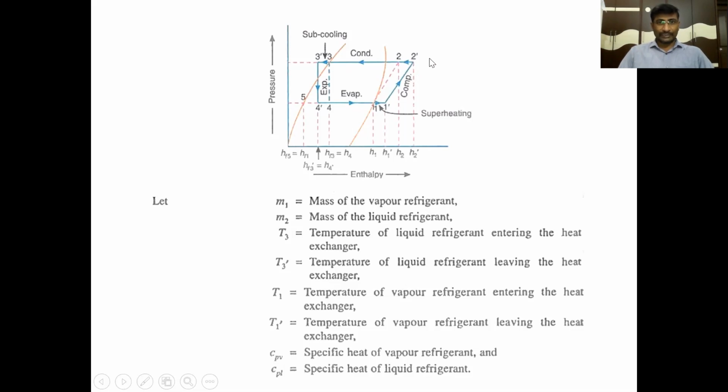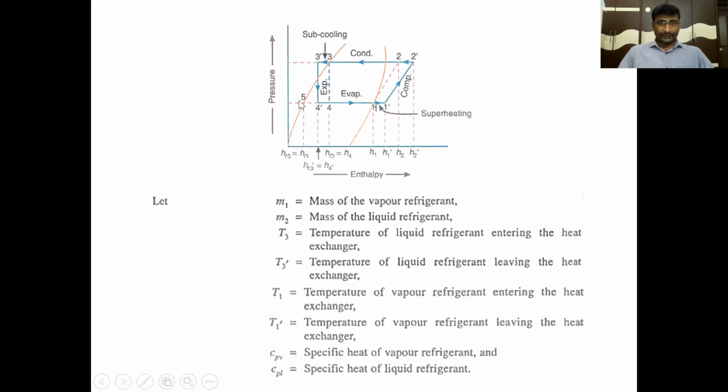But what about the work input to the compressor? The work consumption by the compressor is more when compressing the refrigerant from 1 dash to 2 dash, compared to compressing from 1 to 2. It's because during the superheating process, the density of the refrigerant decreases and the piston displacement volume increases. Whenever the piston displacement increases, we have to give more work to compress the same amount of mass. Clear? So with superheating, the work consumption by the compressor increases.